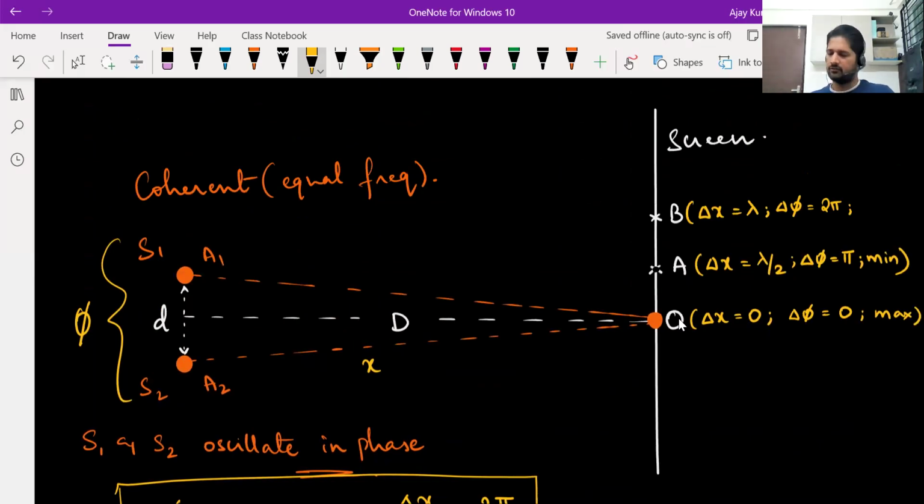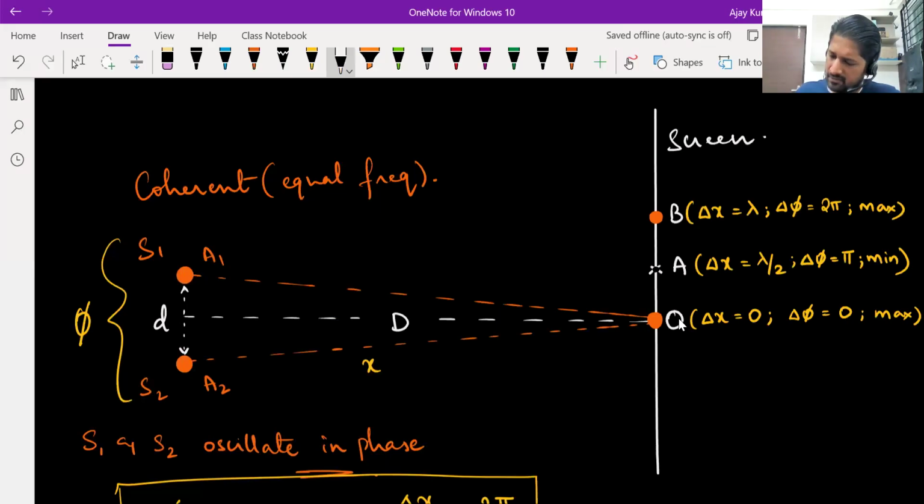Constructive. Phase difference of 2 pi is a difference of one complete cycle. So if one crest is arriving, the other one's crest will arrive there. And if constructive interference happens, you will see a maximum of intensity appearing at that point. So you will again see a bright spot on the screen there. If the sources are orange colored, you will see a bright orange spot there.